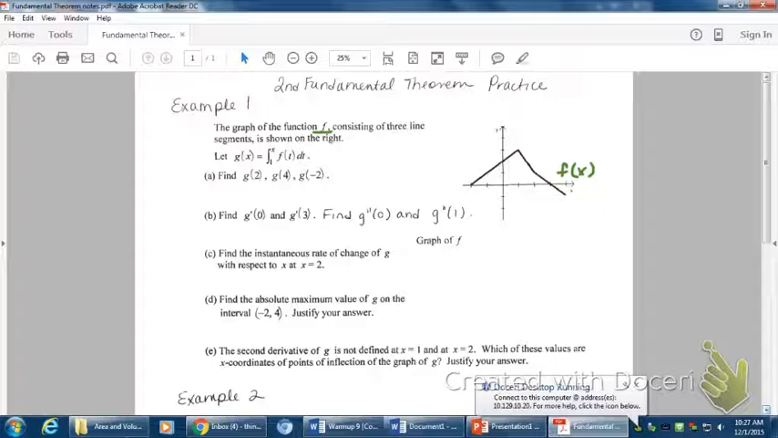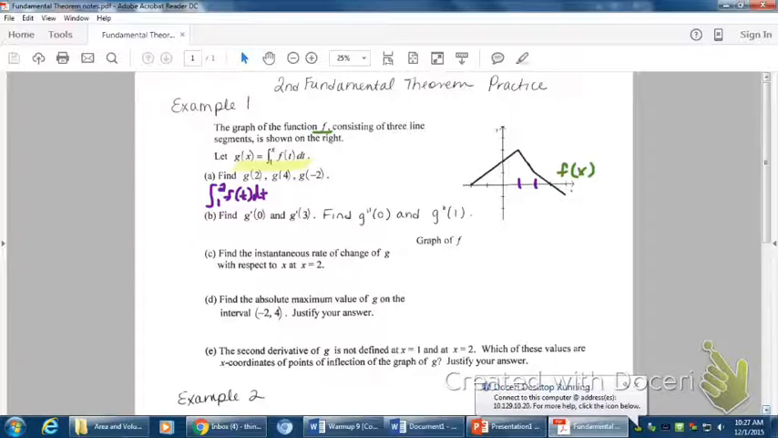So if I'm looking at what g is, which is what it tells me up here, I'm just going to plug in the 2 for x, and then the 4 for x, and then the negative 2 for x. So g of 2 would be the integral from 1 to 2 of f of t. And then the integral, I come over here to the picture, there's 1, there's 2. I'm trying to find this area. And it looks like we have 2 triangles.